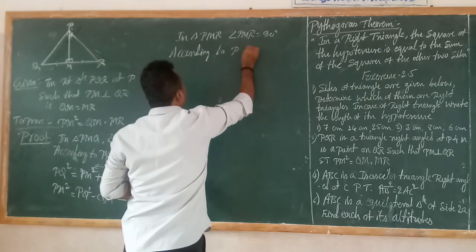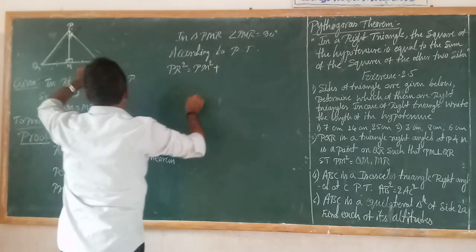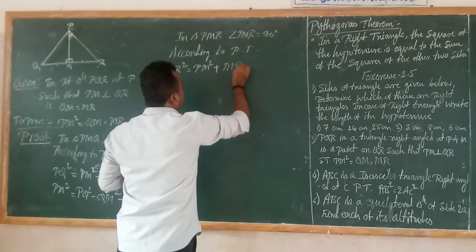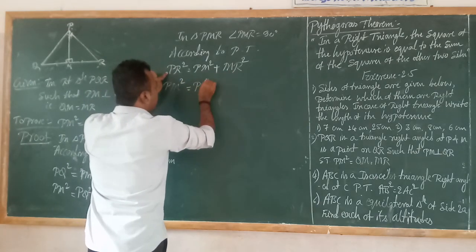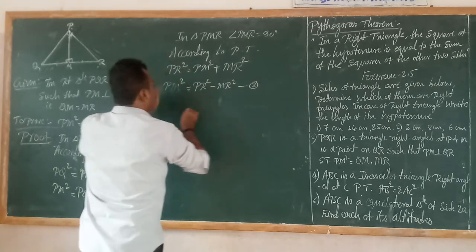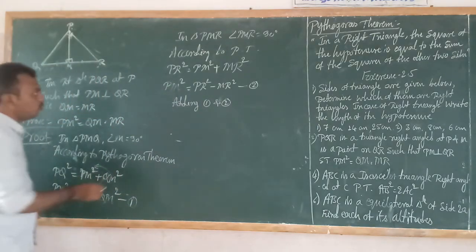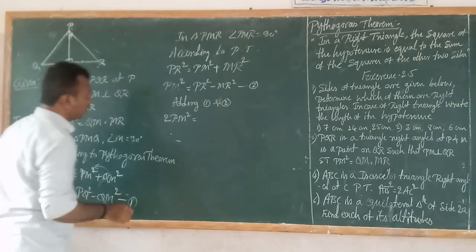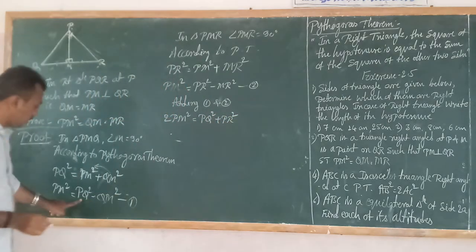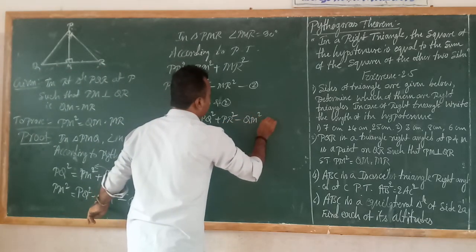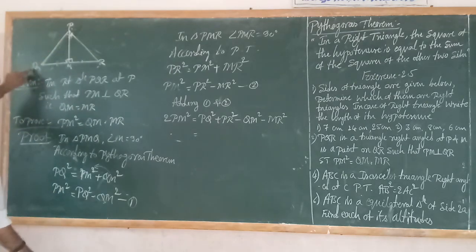according to the Pythagoras theorem, hypotenuse is PR. Therefore, PR square is equal to PM square plus MR square. So I will take PM square, MR square I will send here, therefore PM square is equal to PR square minus MR square. Call it number 2. Adding 1 and 2, 2 times PM square is equal to PQ square plus PR square minus QM square minus MR square. Next, PQ square plus PR square.